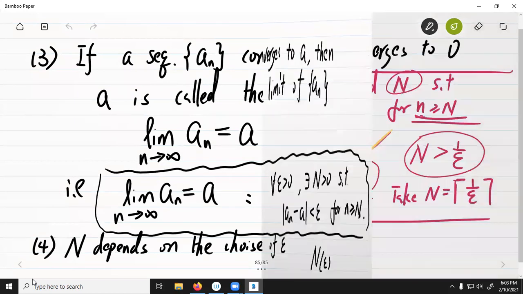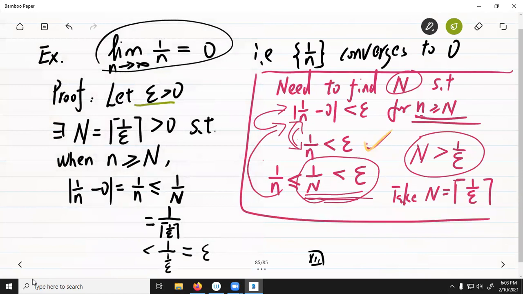So do we have this one? For any epsilon greater than 0, we pick an arbitrary epsilon, there exists the capital N, which is determined by this one. When n is greater than capital N, 1 over n minus 0, taking the absolute value, is less than epsilon, which is exactly the definition for the limit of a sequence. Exact definition.